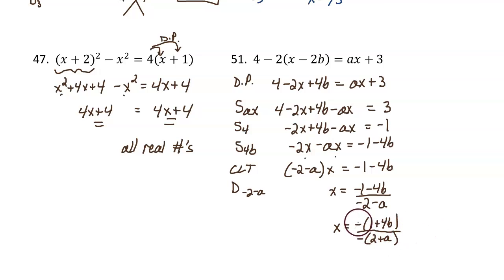Now, what will happen with this negative over this negative? Do you see what will happen? They cancel away. So the answer is x equals 1 plus 4b all over 2 plus a. We can write that right here.